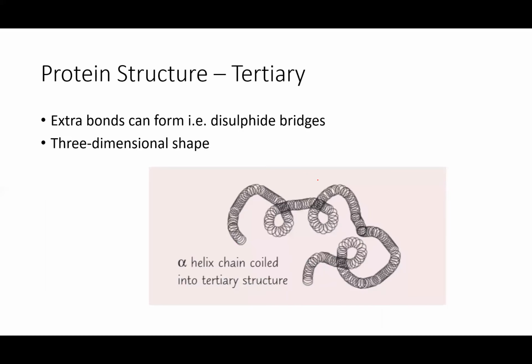And then finally is the tertiary structure. The chain of amino acids is itself often coiled and folded in a characteristic way that identifies the protein. What can happen is extra bonds can form between different parts of the polypeptide chain, which gives the protein a three-dimensional shape. And this is its tertiary structure. It can form extra bonds such as disulfide bridges, which we'll have a little look at now.